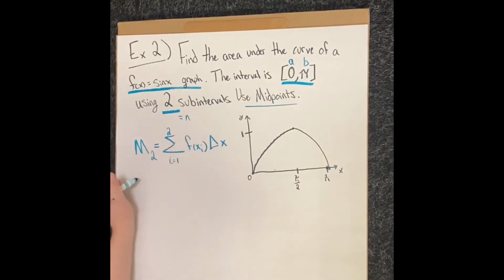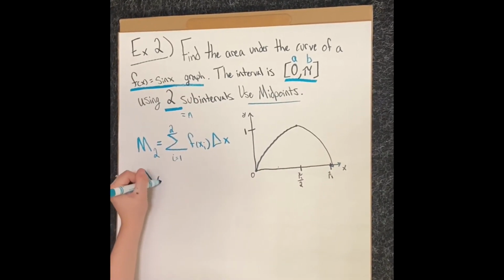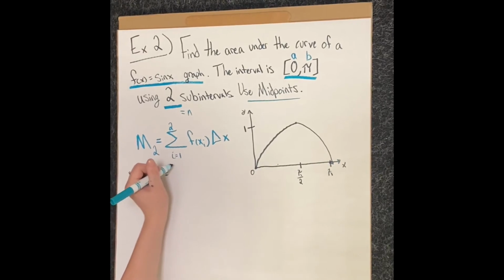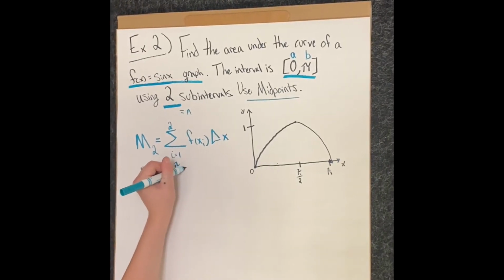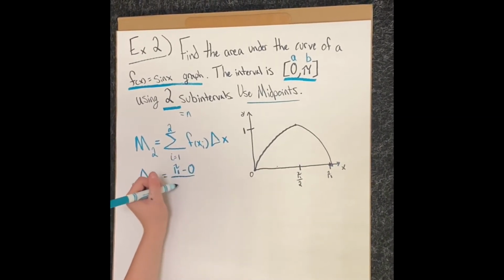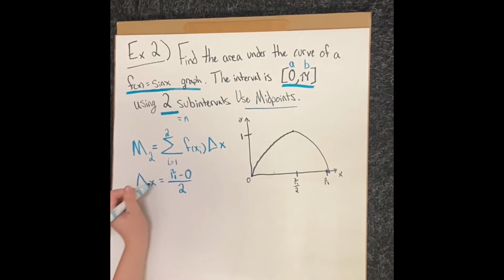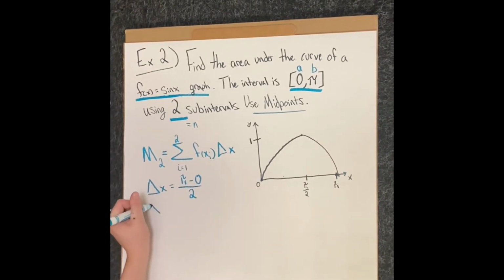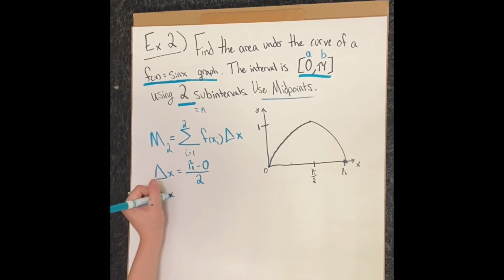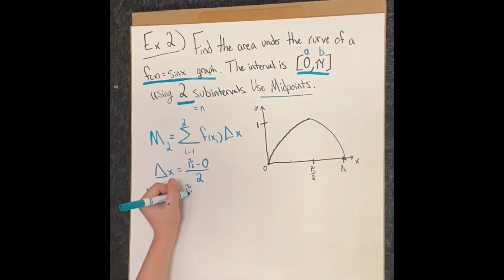Okay, so now we have to find out what our change of x is going to be in this scenario. So our change of x, remember, is b minus a over n. So our b is pi minus a is 0 over n is 2. So when you solve this out, you're going to get pi over 2.